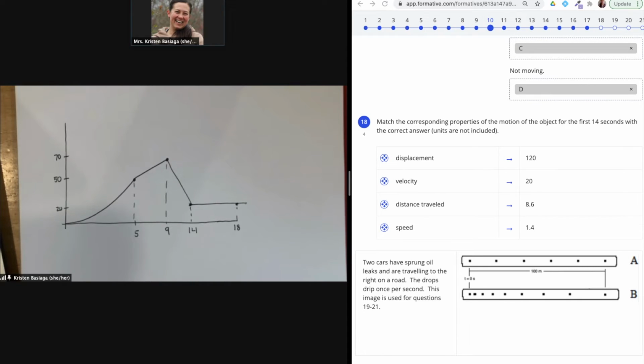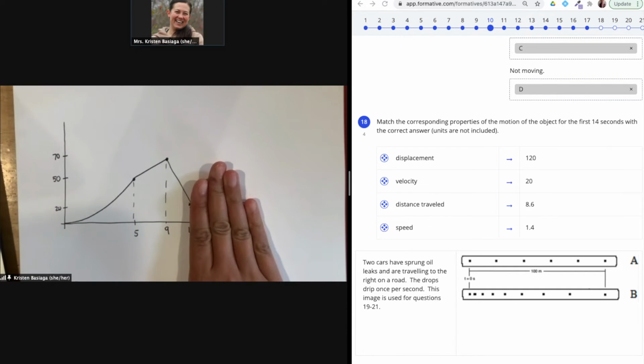I drew this graph so I can do more work for number 18 and show you what's up with this. We have displacement, velocity, distance, and speed, and we want this for the first 14 seconds of motion. So first off, I'm going to ignore this part right here. Pretend it's not there at all.